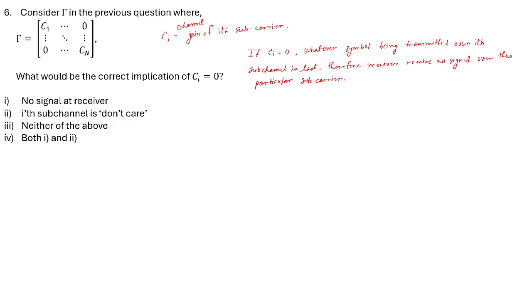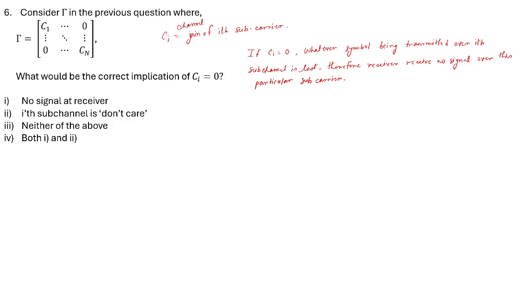So you should not stop here, because you can see the fourth option says both 1 and 2 can be correct. So before reaching any conclusion, you should analyze the second statement, which says that the ith subchannel is don't care. Now that might sound pretty confusing, what does this imply? We understand that Ci equal to 0 means channel gain is 0, therefore the signal is not reaching the receiver, so the receiver receives no signal. That sounds valid.